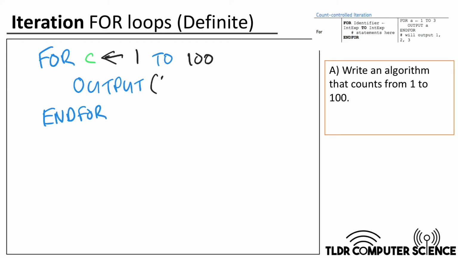So I'll say the number is, and I'll use a plus to stick it on, and I'll say C. And that works because the variable I have there will be 1, so it will say the number is 1, the number is 2, the number is 3, and I'll keep going up to 100. Very powerful tool.